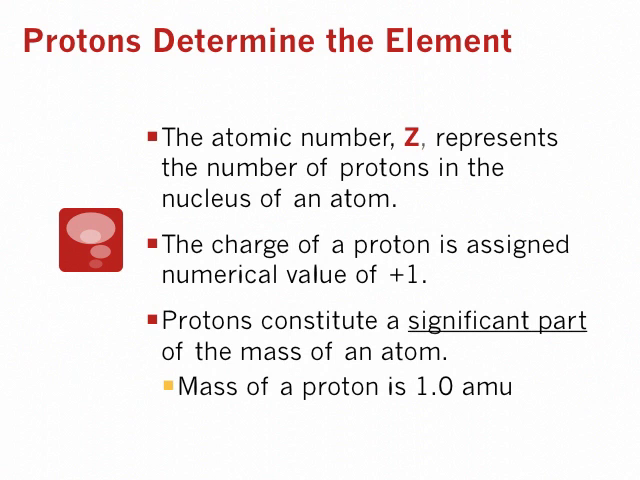Z represents the atomic number. The atomic number represents the number of protons in the nucleus of an atom. A proton has a charge of +1. The protons in the nucleus make up the majority of the mass of the atom.